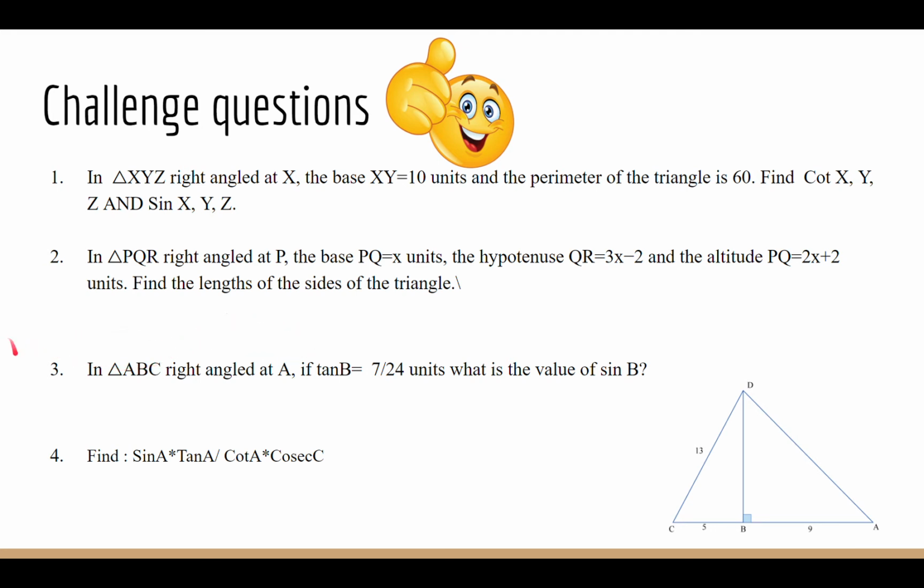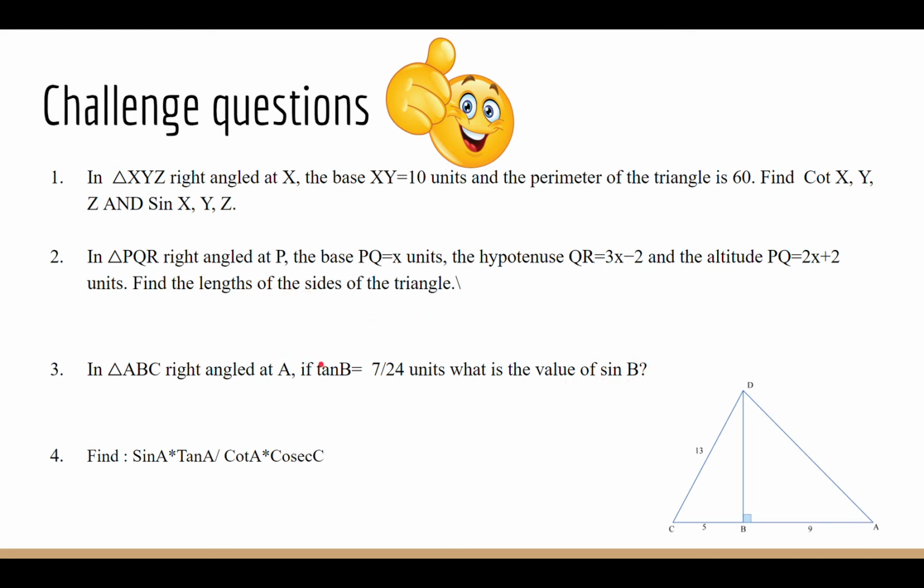For example, question number 3. If in triangle ABC, right angle at A, if tan B is equal to 7 by 24, what is the value of sine B? So as you know, tan is equal to opposite over adjacent. So the opposite side to angle B is 7 and the adjacent is 24. You can find the hypotenuse by the Pythagoras theorem and then find the sine B.